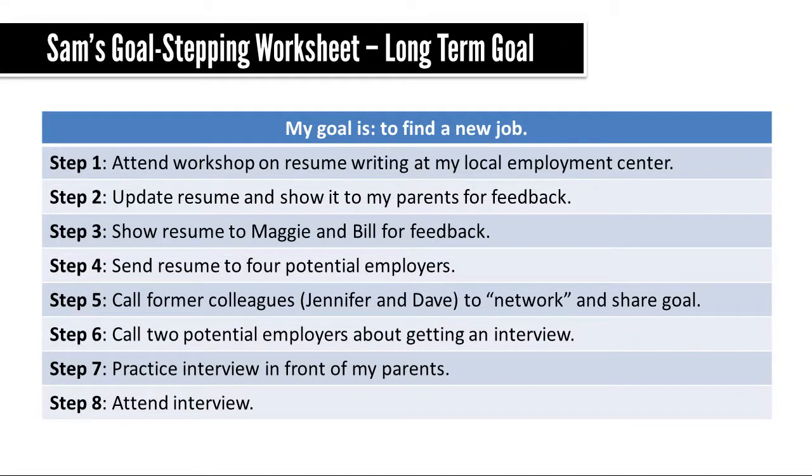And then the goal stepping worksheet she filled out for her long-term goal of finding a new job, she did in much the same way. So note that Sam specified for how long she would do each action. Okay, so step 1 was to attend a workshop on resume writing at her local employment center. Step 2 was to update her resume and show it to her parents for feedback. Step 3, to show the resume to Maggie and Bill for feedback.